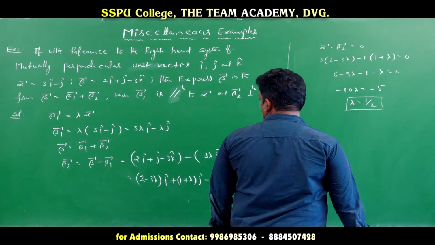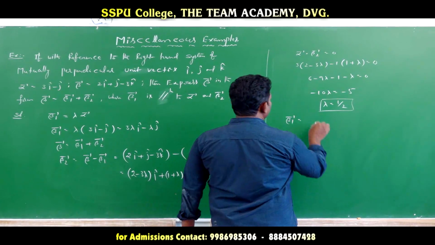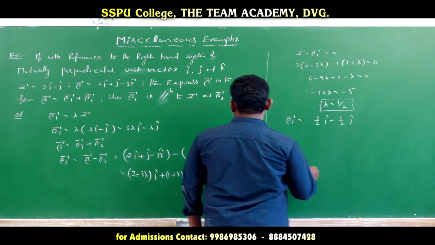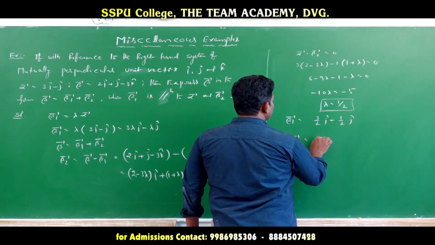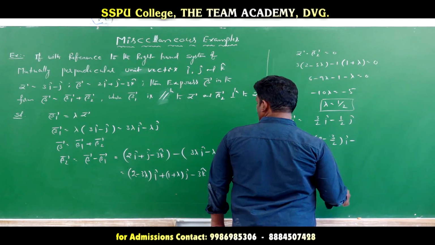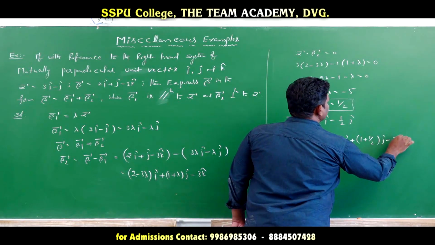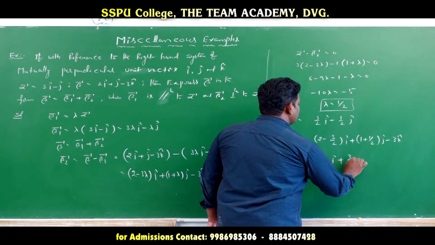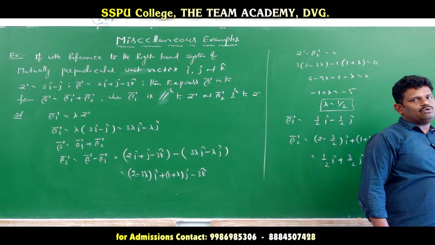Lambda is equal to 1 by 2. Then beta is equal to what? Beta 1 is equal to 3 lambda, which means 3 by 2 i cap minus 1 by 2 j cap. Next, beta 2 is equal to what we did here: 2 minus 3 by 2 into i cap, plus 1 plus 1 by 2 into j cap, minus 3k cap, that is equal to 1 by 2 i cap plus 3 by 2 j cap minus 3k cap. So this is the beta 1 and beta 2 vectors. Okay?